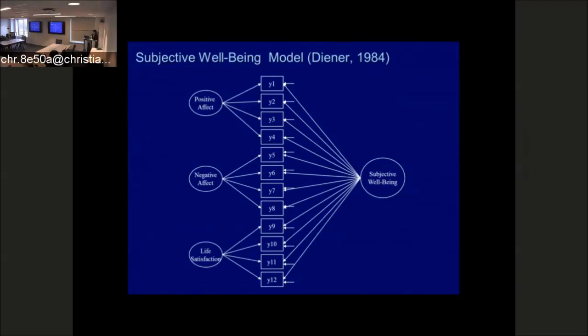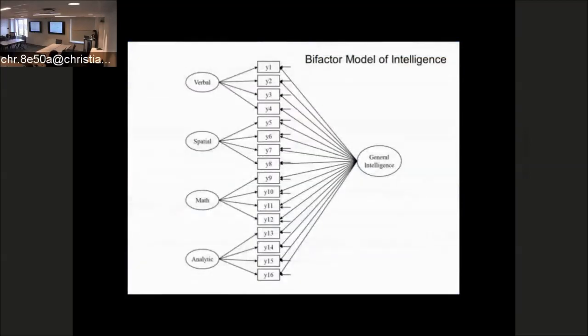But sometimes researchers say, bifactor, you know, the idea is very nice, but sometimes it's hard to understand. I use another example, then everybody understands. It's the example of intelligence. We all agree there are different types of intelligence: verbal, spatial, math, analytic. But they all share something in common, which is called general intelligence. So the general intelligence would capture the commonality across all domains of intelligence, all types of intelligence.